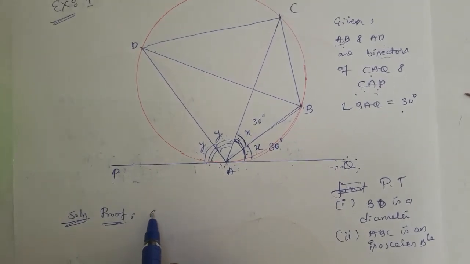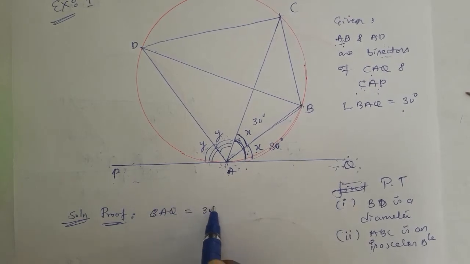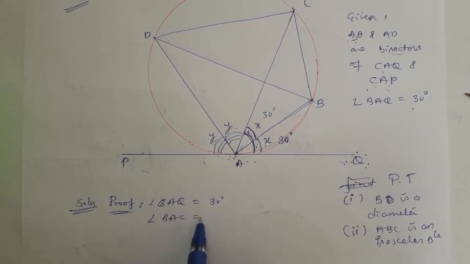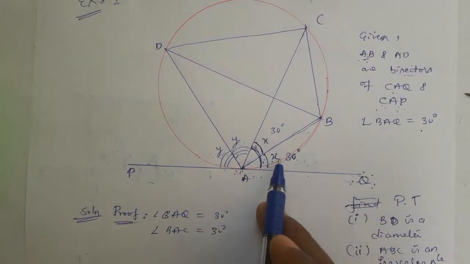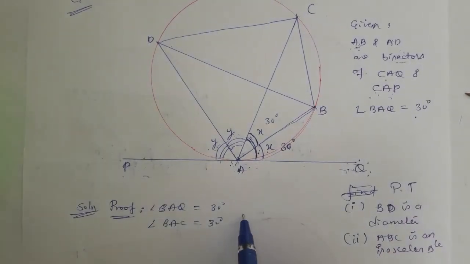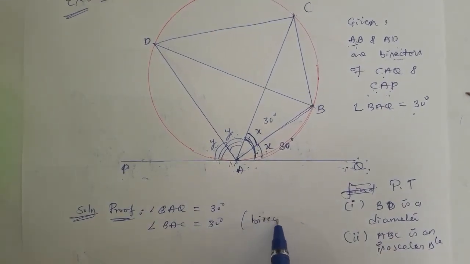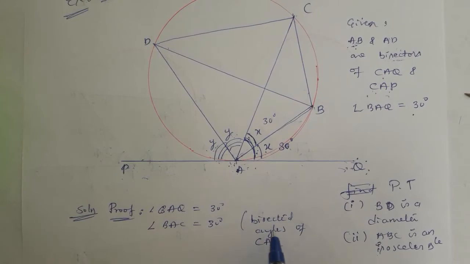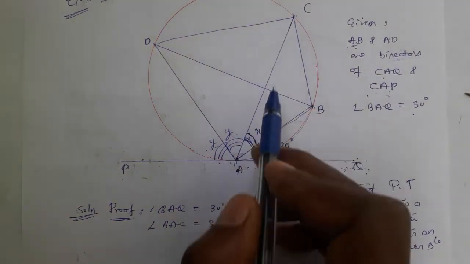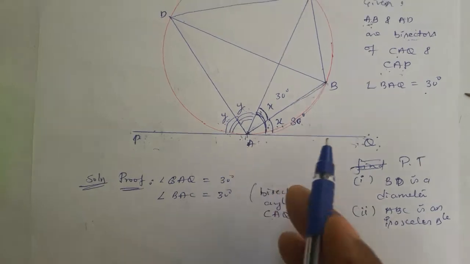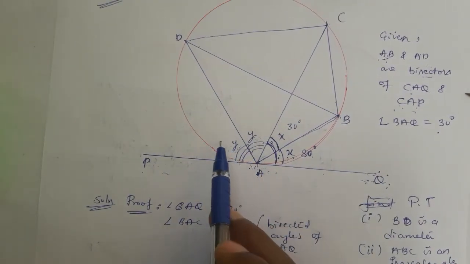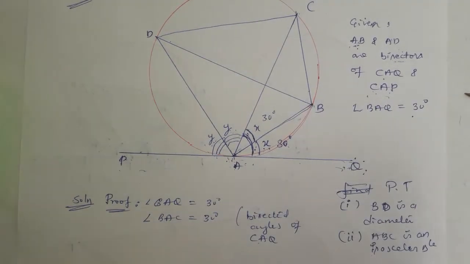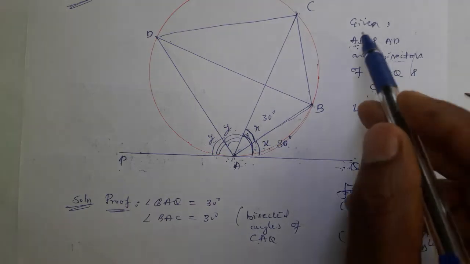First, angle BAQ is equal to 30 degrees, given in the question. I write angle BAC also 30 degrees because these two angles are the bisected angles of CAQ. Therefore both are 30 degrees. But in this Y and Y, if you know at least one Y, the other Y can also be found out, but it is not given. Let it be. These two are the important angles given. Everything given is now marked.